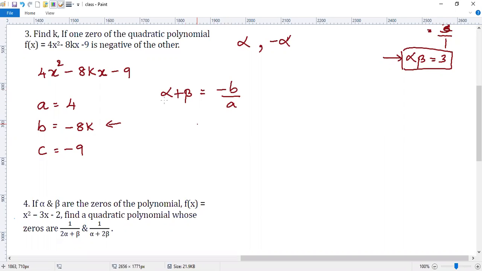Right? So what is alpha plus beta? Beta ன்ற இடத்துல என்ன இருக்கு? Minus alpha. So alpha minus alpha is equal to minus b by a. What is minus b? Minus of minus 8k divided by what is a? It is 4. Correct? So what is alpha minus alpha? 0. 0 is equal to inga 4 1 times, inga 2 times varum. Correct? Minus into minus plus ஆயிடும். So whatever be it, 0 is equal to 2k.